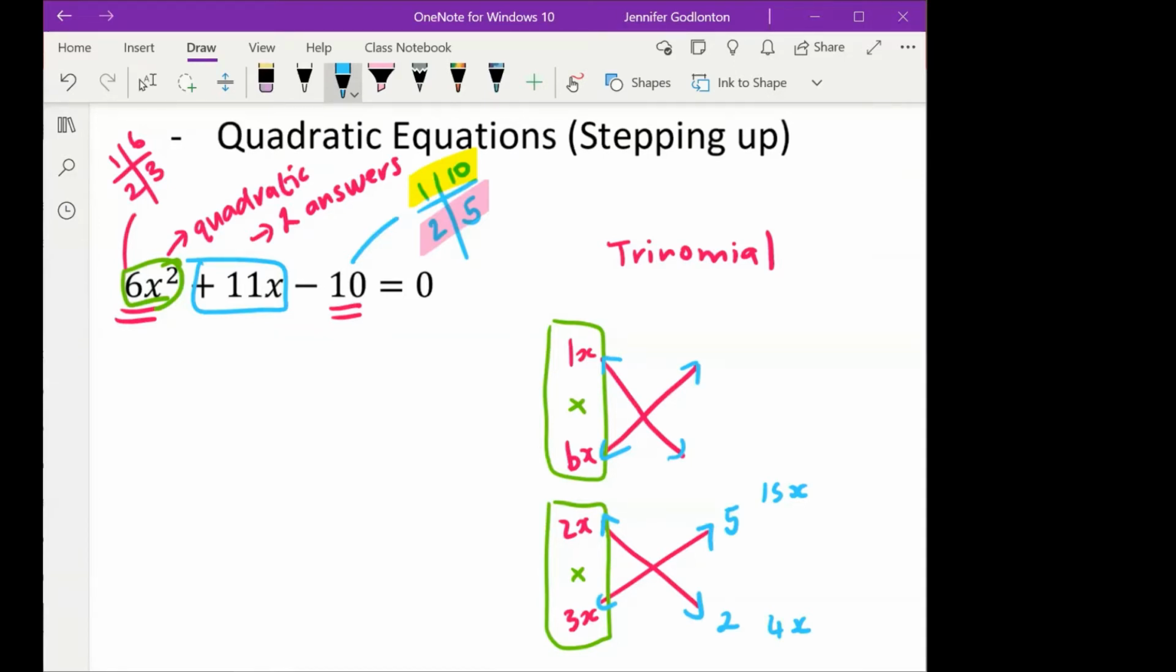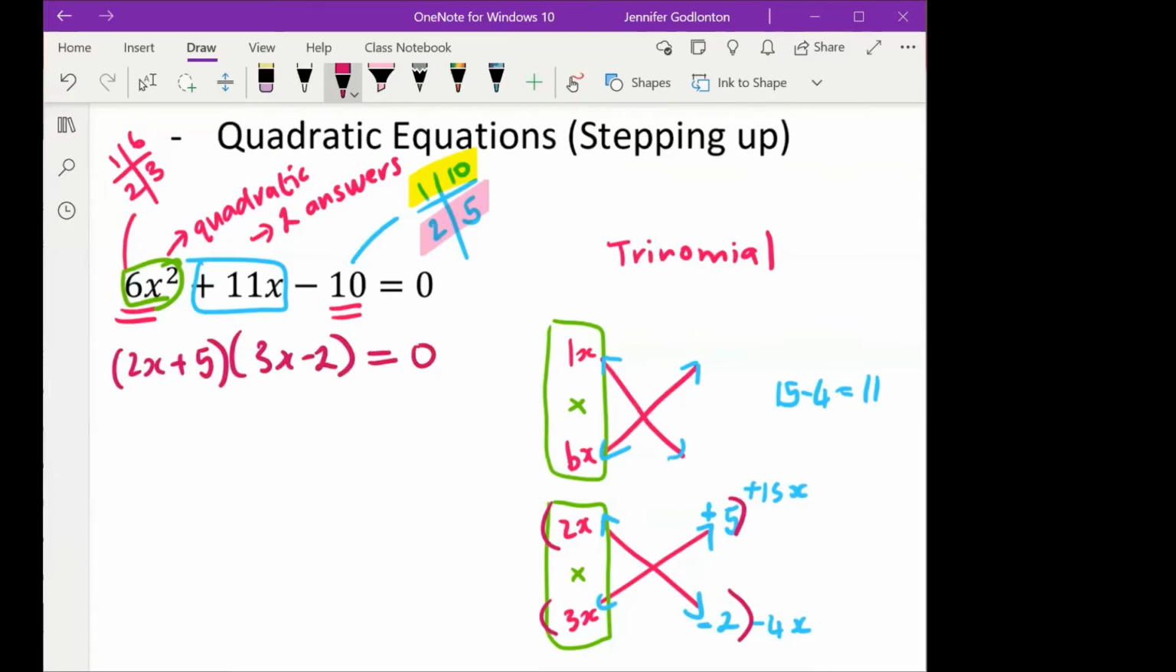Okay. So if I'm wanting a positive 11, I'm going to want to have positive 15x minus 4, because 15 minus 4 is going to give me positive 11. Which means that this one has to be plus and this one has to be minus. And once we've done that, this gives us our first bracket and this gives us our second bracket. So we've got 2x plus 5, 3x minus 2, and that is equal to 0.